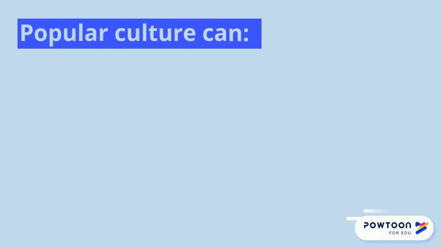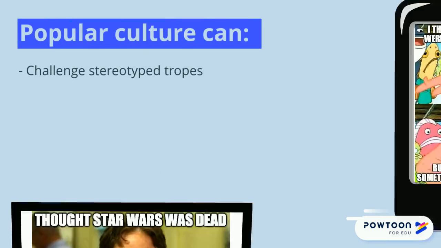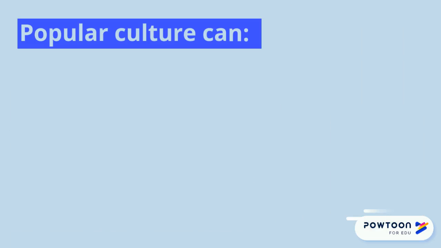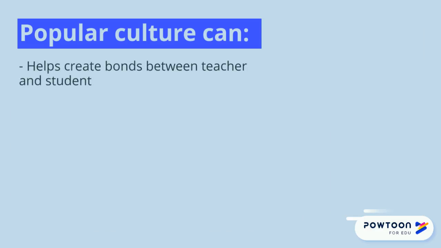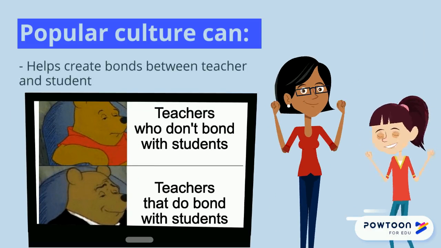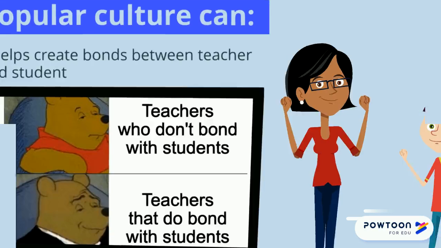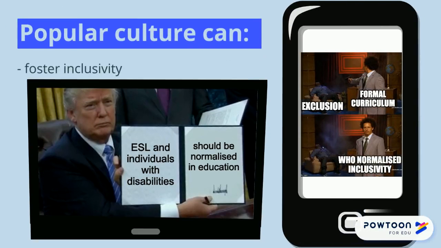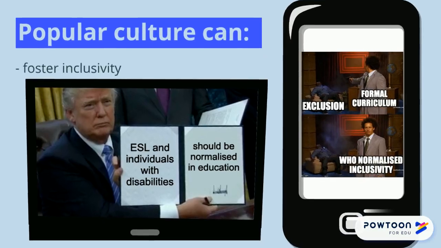So, as you can see, popular culture can challenge stereotype tropes in film in order to understand the nuanced messages they consume. It can help create bonds between the teacher and student in order to help teachers manage the classroom. And it has the ability to foster inclusivity by incorporating disability and ESL tropes into the formal curriculum.